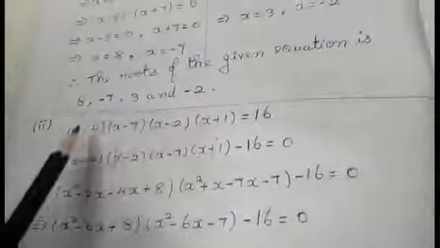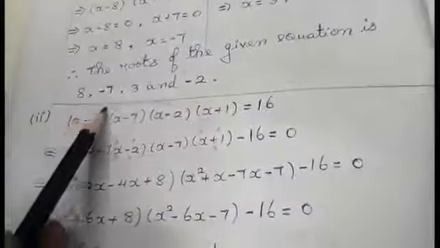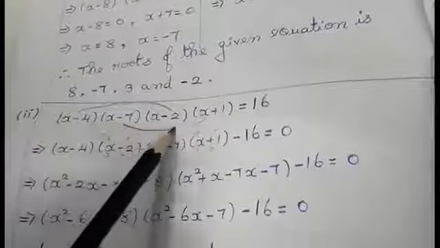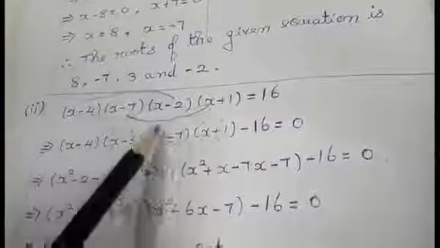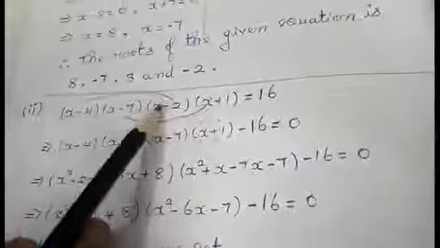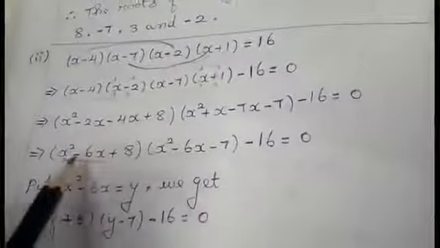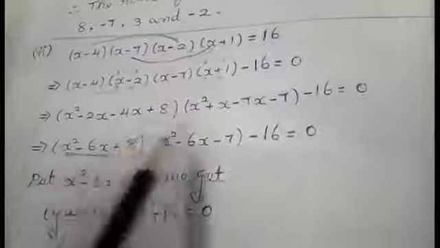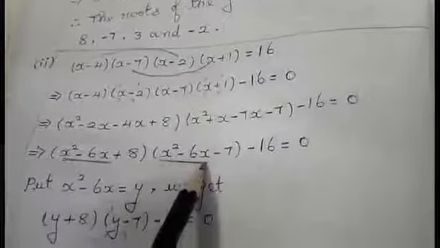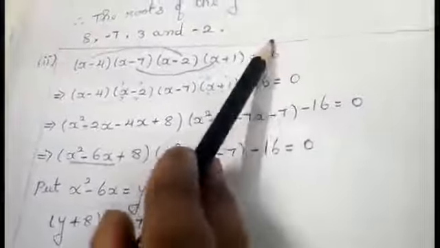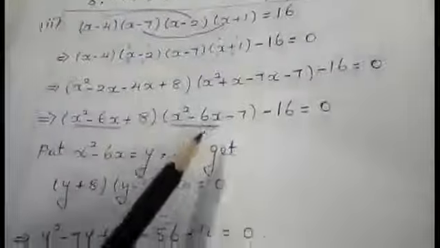In this case, what I am going to do is, I am going to take the first factor and the third factor and multiply. Second and 4th I am going to multiply, students. So you are going to see the combination. After checking the combination only, I am selecting the factors in this way. So after selecting, I am getting a value like this: x square minus 6x plus 8 into x square minus 6x minus 7 minus 16 equal to 0. I am just bringing this plus 16 to my left hand side. You will be getting like this.